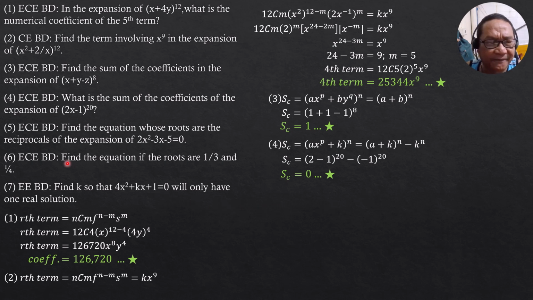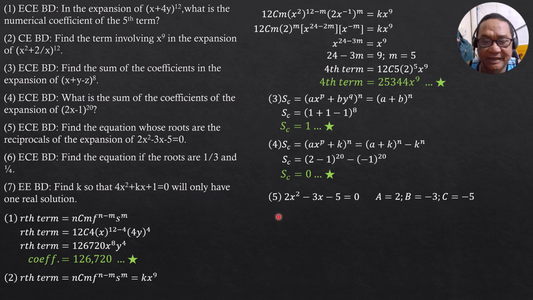Then number 5, find the equation whose roots are the reciprocals of the roots of 2x squared minus 3x minus 5 equals 0. I'll present two solutions here. The other solution is specific and easier, but I want to generalize the solution so that whenever you encounter the same situation, you know what to do. So in this quadratic equation, a is 2, b is negative 3, and c is negative 5.